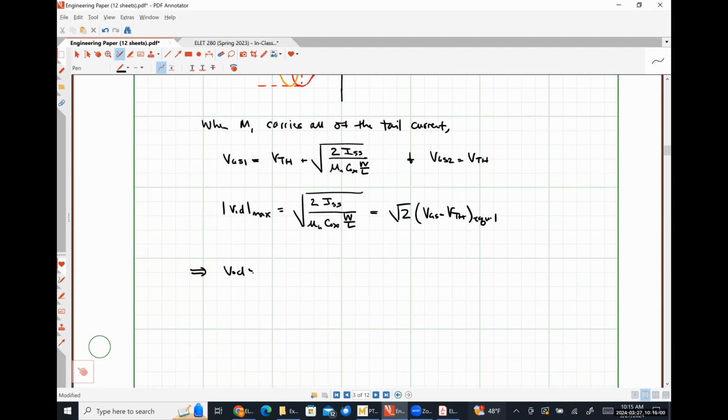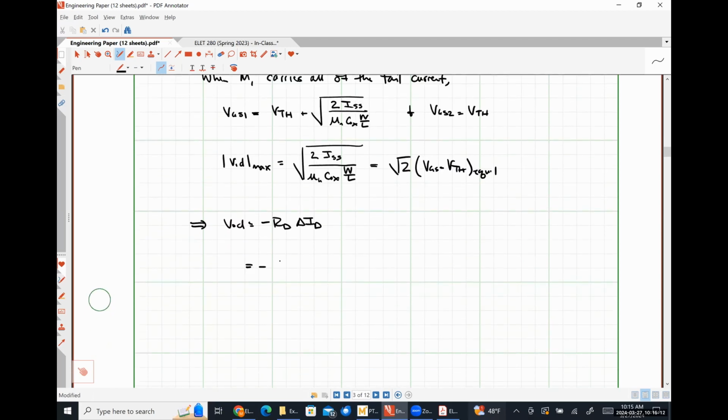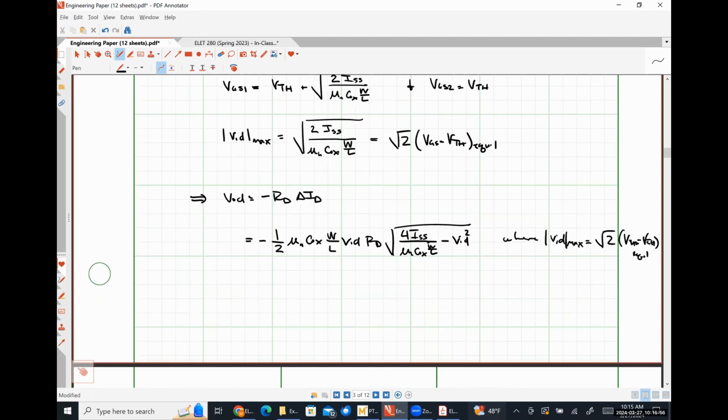So from this, we can say that our differential output voltage, V_OD, is negative R_D times delta I_D, which, doing simple substitution here, gives us negative 1/2 mu_n C_ox W over L, V_ID R_D square root of 4 I_SS over mu_n C_ox W over L minus V_ID squared, where the absolute value of V_ID max is root 2 V_OV, equilibrium overdrive, minus V_TH. Sorry, I'm running out of room here.